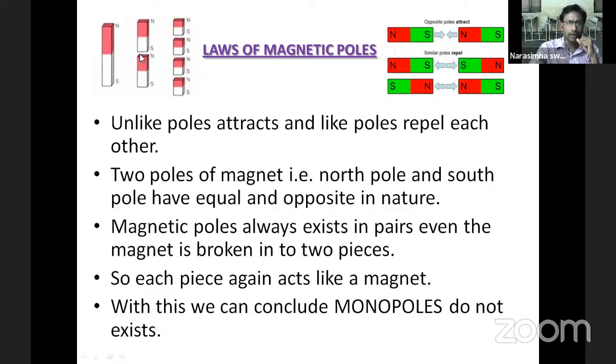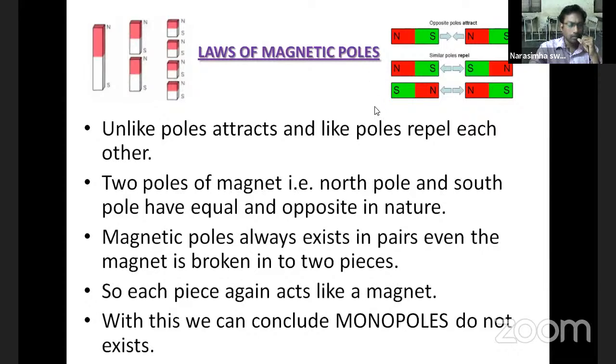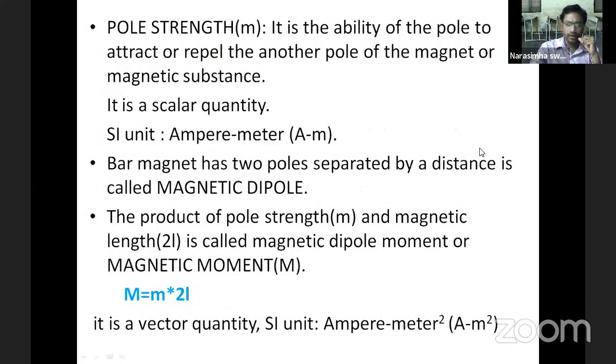Okay, so after breaking this piece of iron, each piece again behaves as an individual magnet. So each magnet again exhibits north pole and south pole. So with this we can conclude that there is no existence of monopoles, means single poles cannot exist. This is a very important point. Single pole cannot exist.